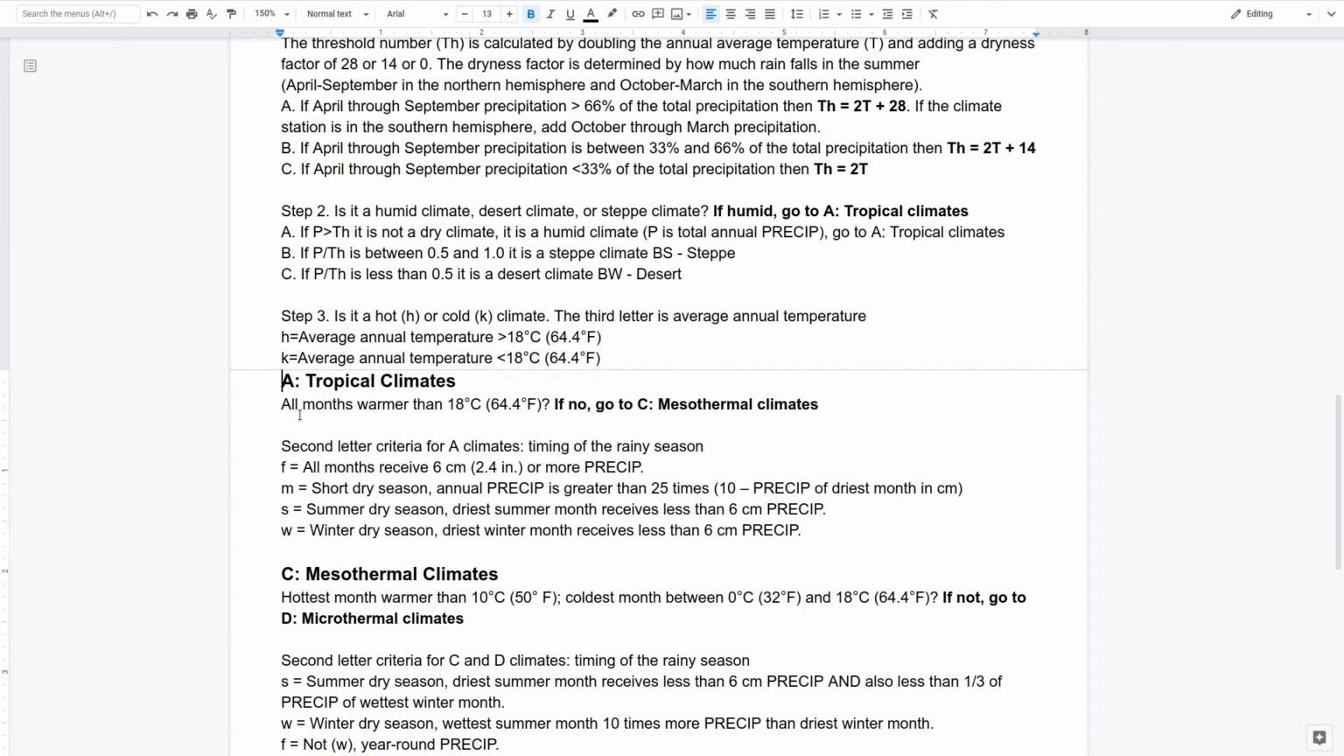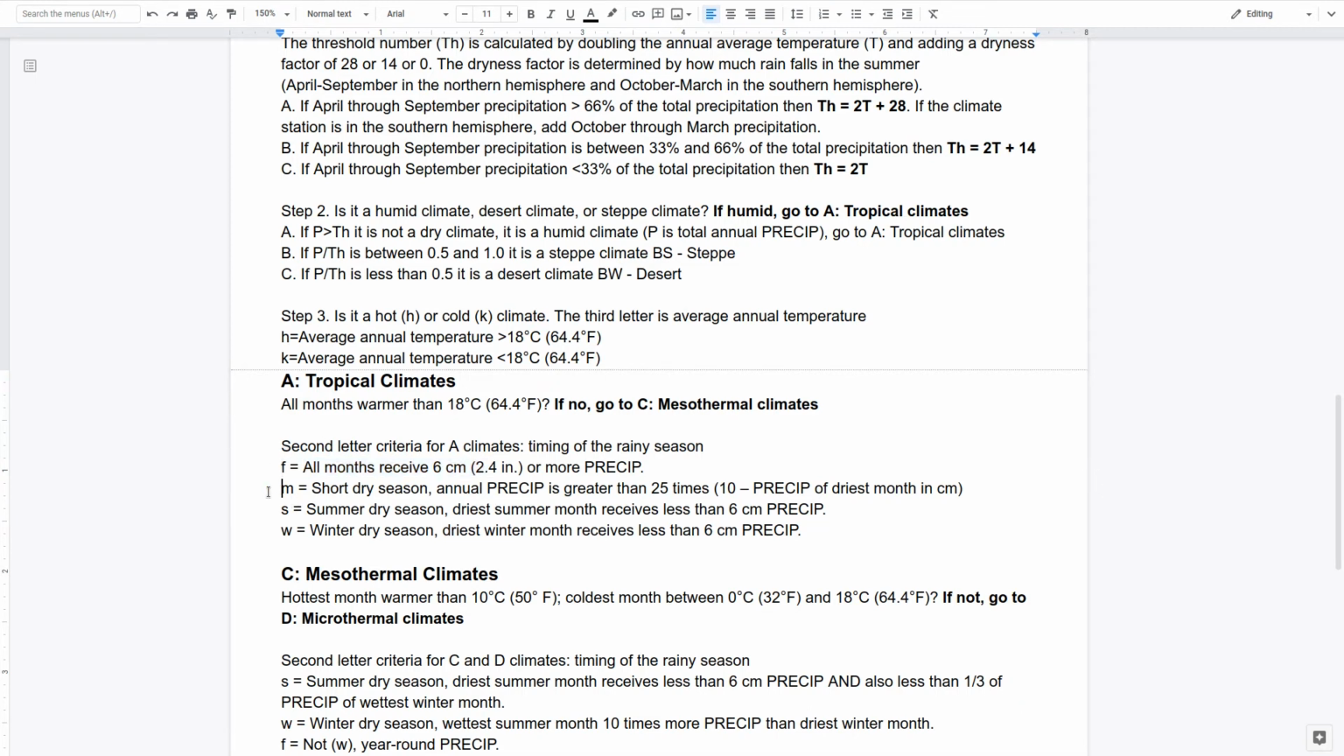So if it's an A climate, all months warmer than 18 Celsius. Is that true? Yes. Then you have to see what the second letter is. So the four options for the second letter: F, M, S, and W. F, feucht, means moist or wet in German. So AF, moist or wet, is tropical rainforest. So tropical rainforest climate, all months, if all months receive more than 6 centimeters rainfall, boom, you're a rainforest.